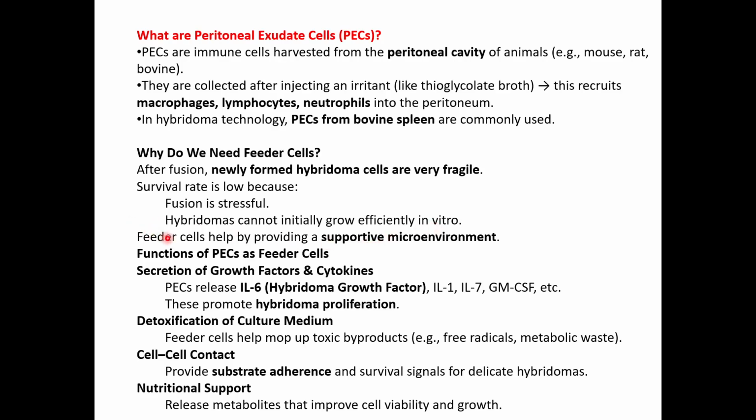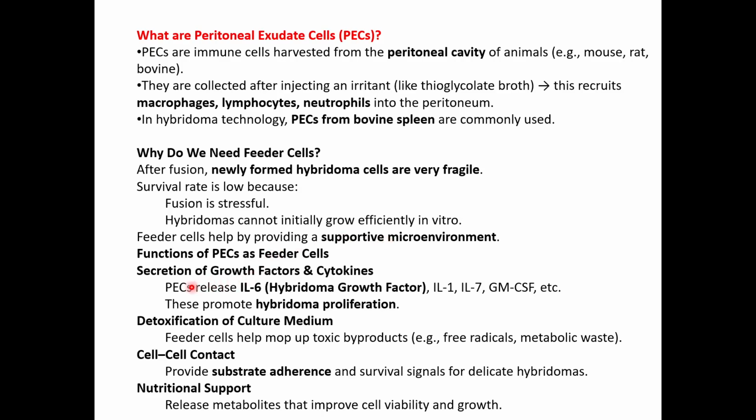So the feeder cells help provide the microenvironment required for the growth. They give a supporting environment, whatever requirements are there for the hybridoma cells. They provide those requirements, whether nutrients or growth factors or even adhesion. Like cells need adhesion or attachment for survival and growth. So these feeder cells help provide all these kinds of environment to the fused hybridoma cells because they are currently very sensitive.